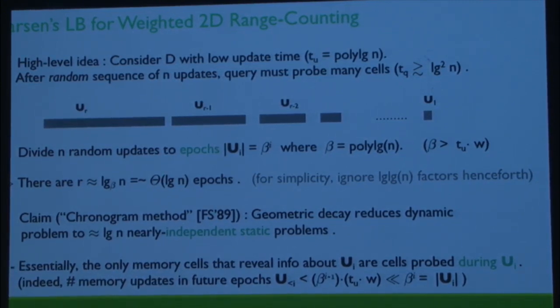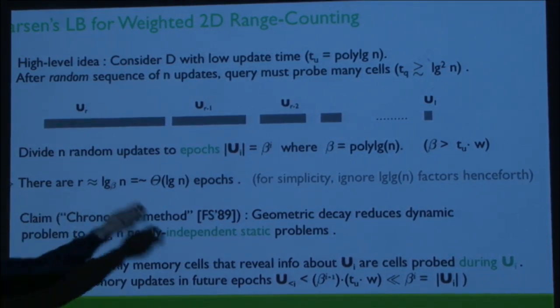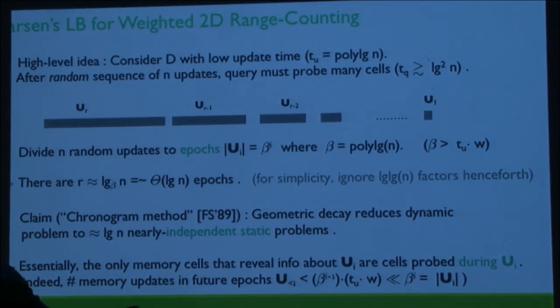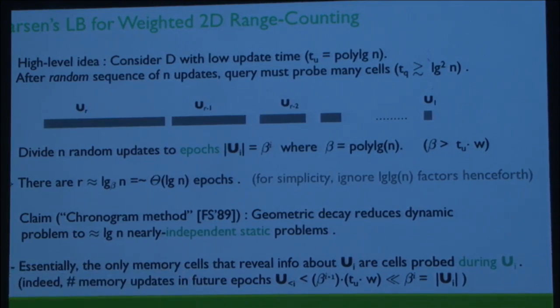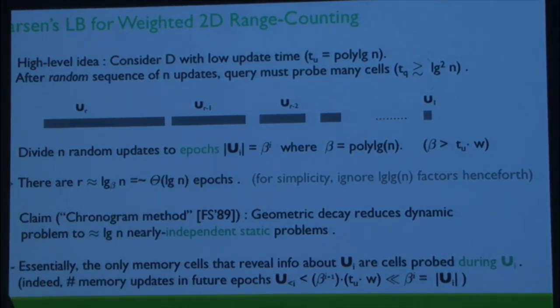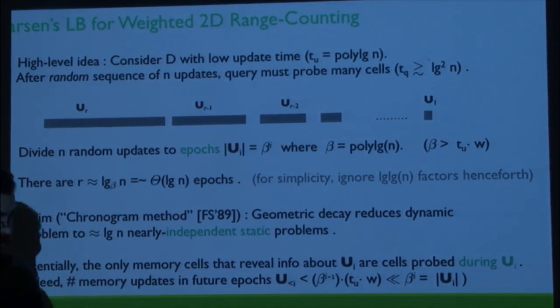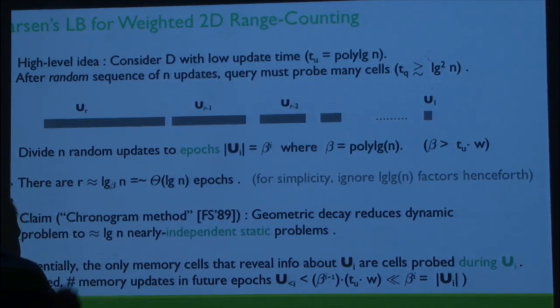Suppose you want to learn what happened in the ith epoch, let's say in epoch number 12, by looking at the data structure's memory. That's the only way you can learn something. So you want to look at cells in the final memory state of the data structure, and you want to learn what happened in epoch number 12. I claim that the only cells that reveal information essentially about this epoch are cells that were either read or written in this epoch itself.